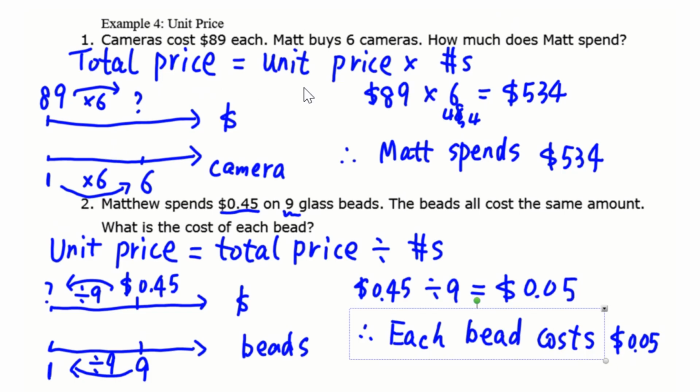So that is all for this unit price part. To find the total price, we use unit price times quantities. And if we find unit price, we use total price divided by quantities. And that is all for today's lesson.